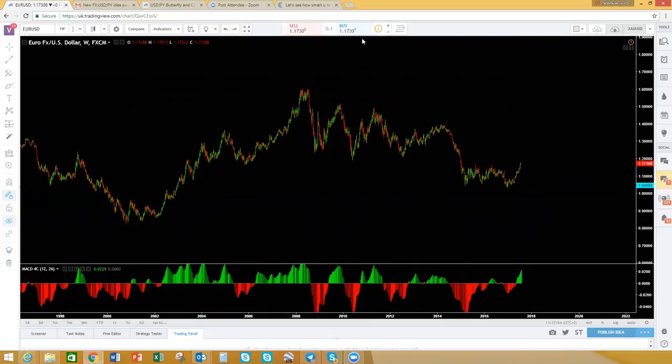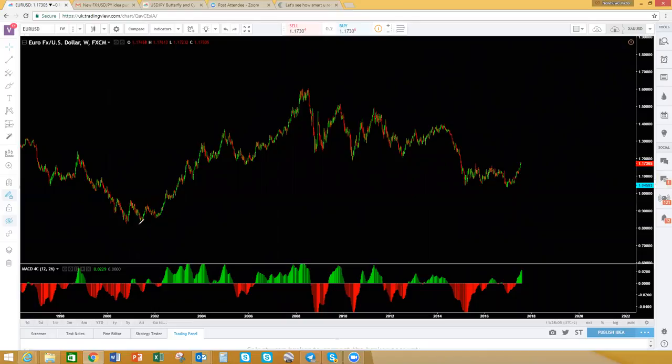I'm going to get my pen out again here and just label what I see. This is what I always do. If you're just starting out, you must always do this: identify your swings and identify your corrections. So right here, I can see there's the swing here. And then the correction starts.